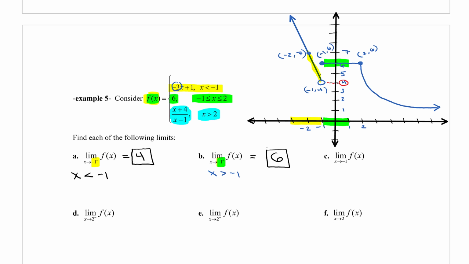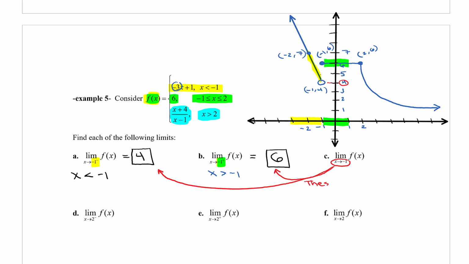C, the limit as x approaches -1 of f of x. Well, if we look at part A and part B, our right-handed limit was not the same as the left-hand limit. These two values were not equal to each other. And in order for a limit to exist, the right-hand limit must equal the left-hand limit.